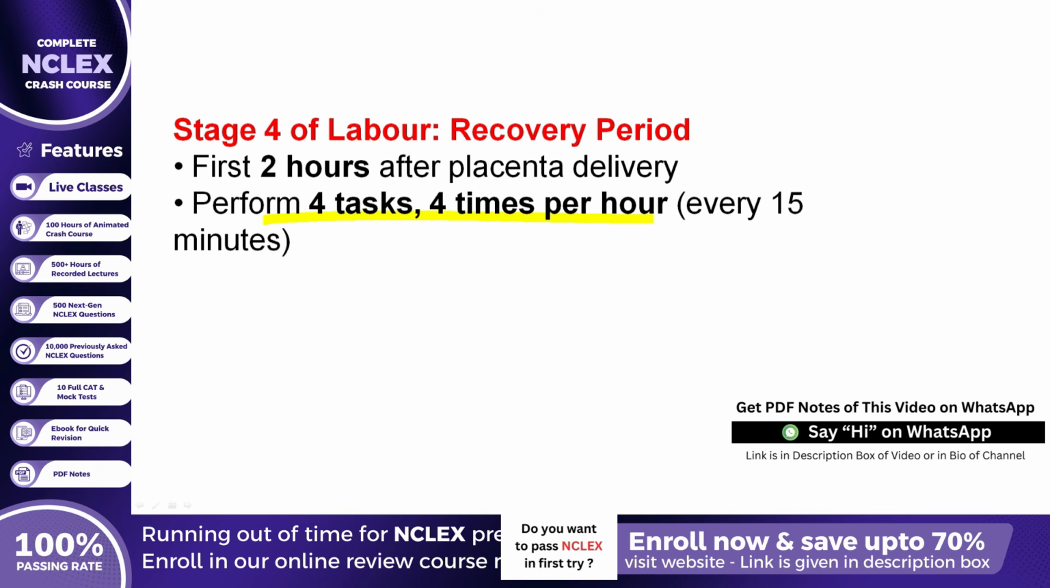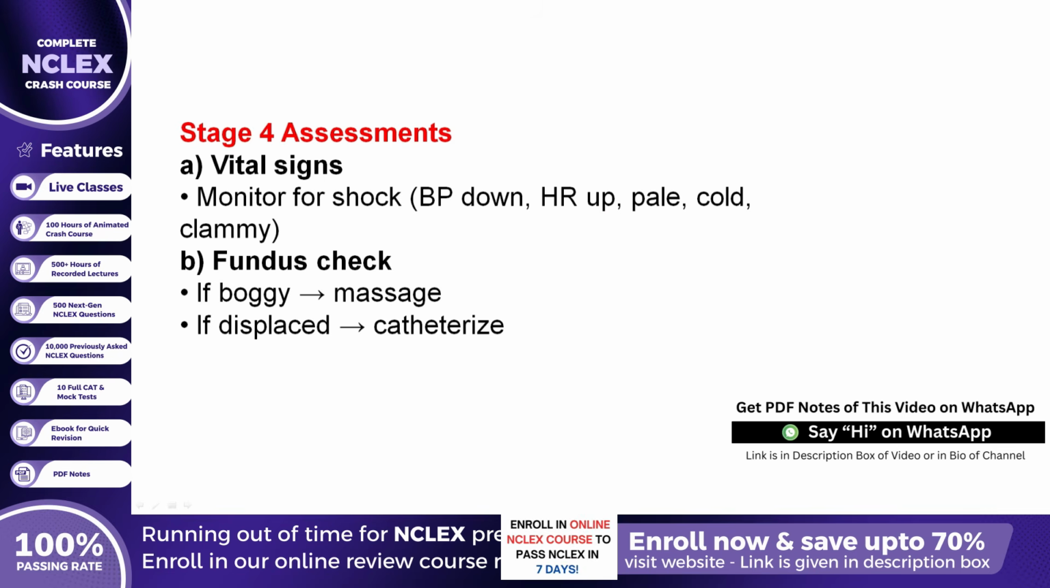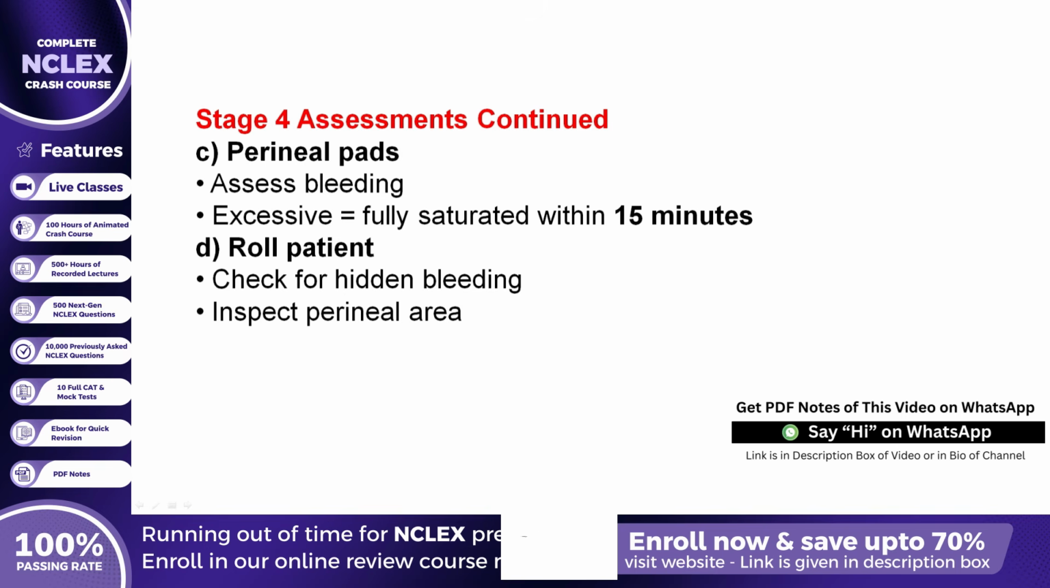Next, we move to the fundus check. If the fundus feels boggy, we massage it, and if the fundus is displaced, then we catheterize to correct bladder-related displacement. Continuing with stage 4 assessments, we now examine the perineal pads to assess bleeding, because excessive bleeding is defined as a pad becoming fully saturated within 15 minutes.